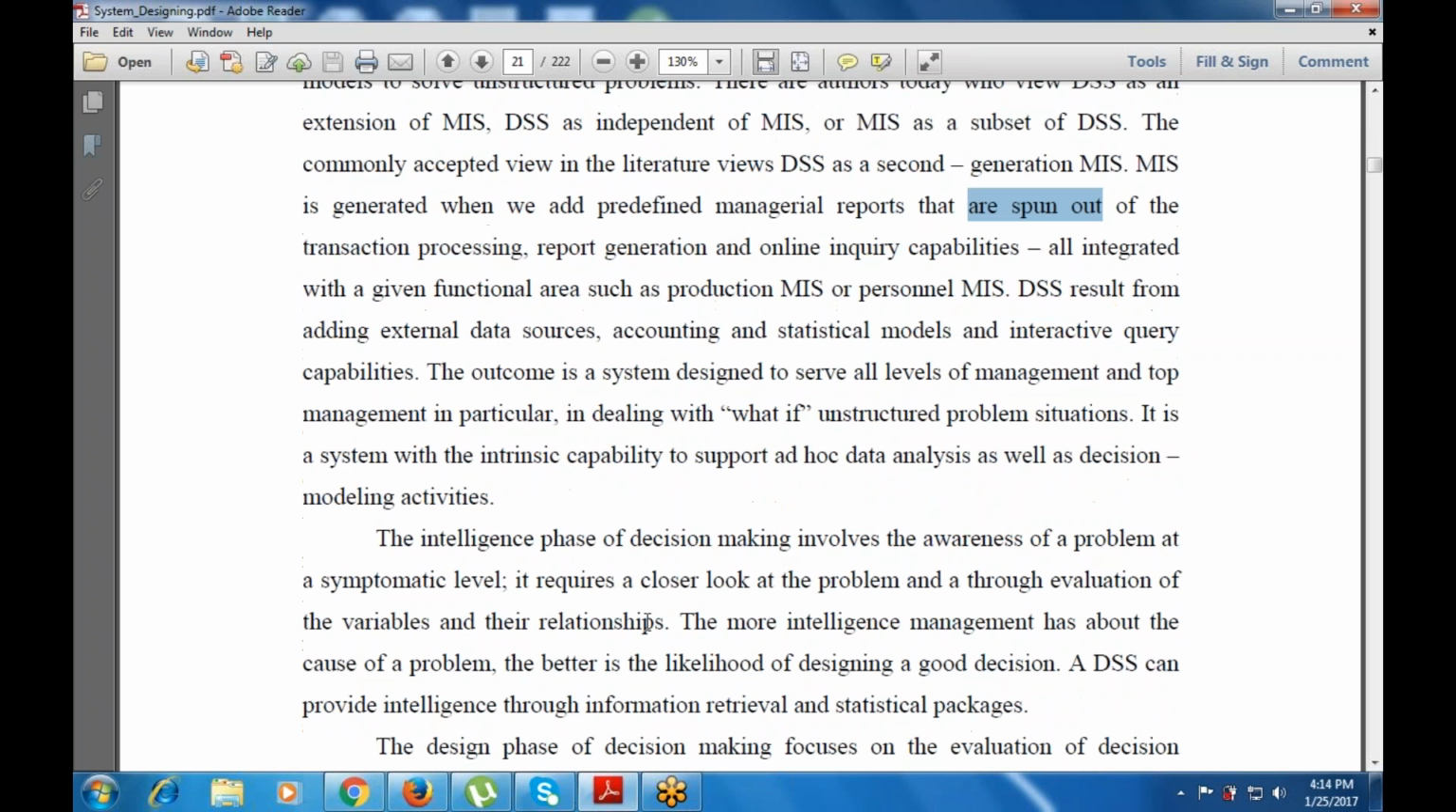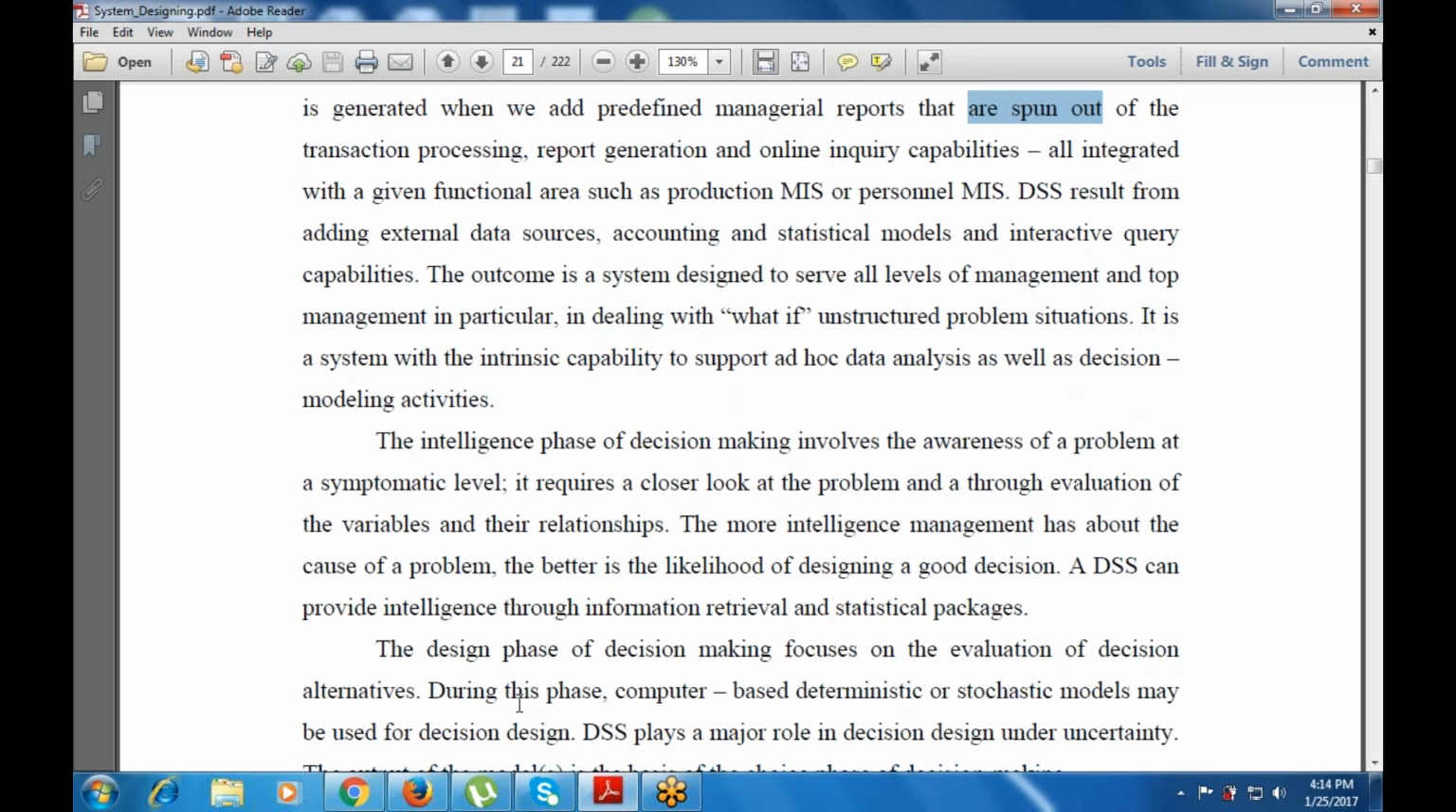And the intelligence phase of decision making involves awareness of a problem at a systematic level that requires a closer look at the problem. Closer look means a thorough knowledge of the problem and a thorough evaluation and their relationship.